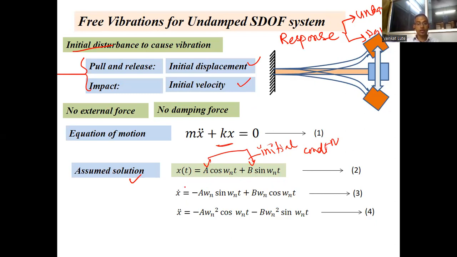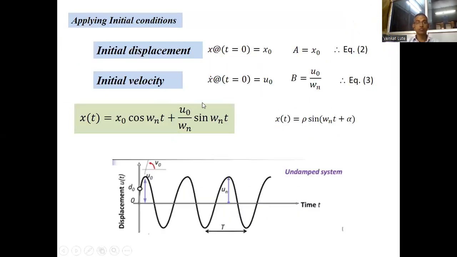Taking the differentiation, we get the velocity, and we have the initial velocity value, which is u naught, and the initial displacement, maybe x naught. Substituting that, at time t equal to 0, the initial displacement is x naught and the initial velocity is u naught. So you get a equal to x naught and b equal to u naught by omega n.